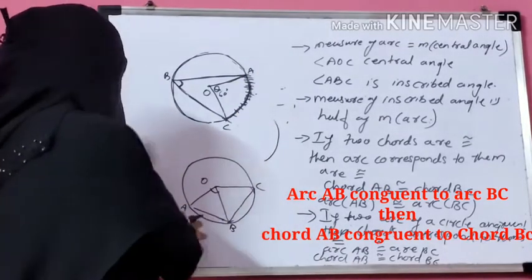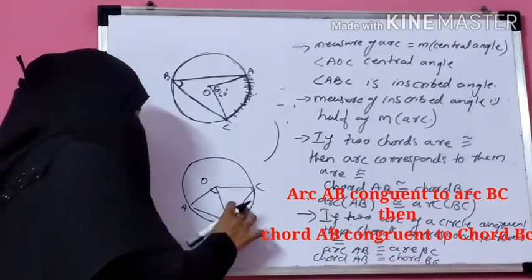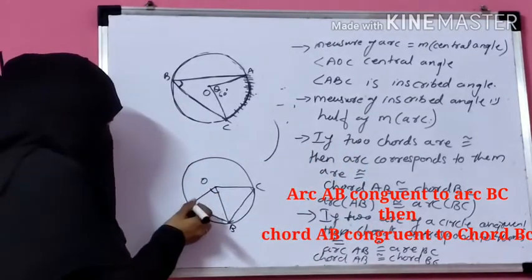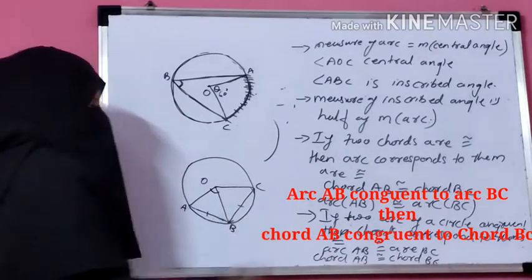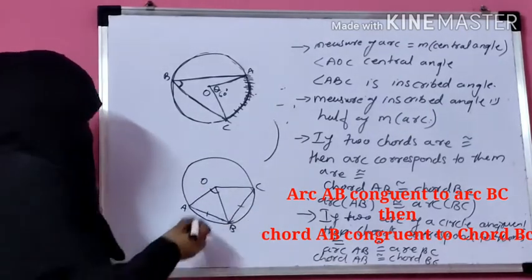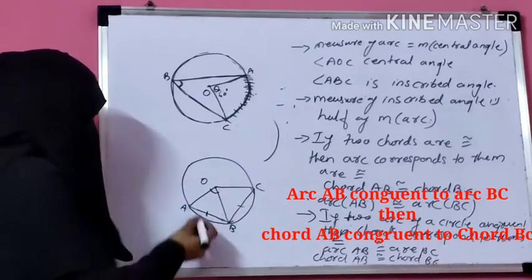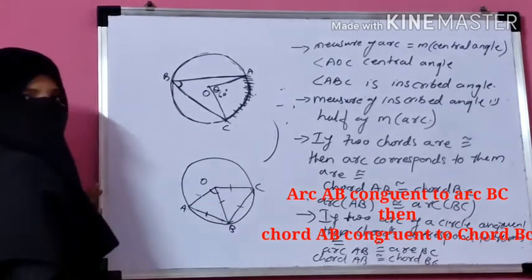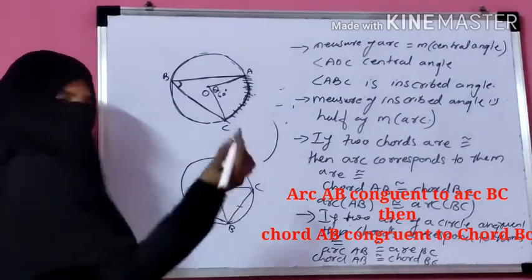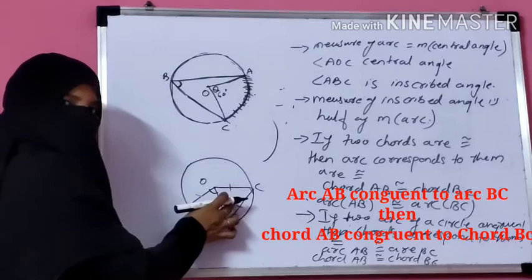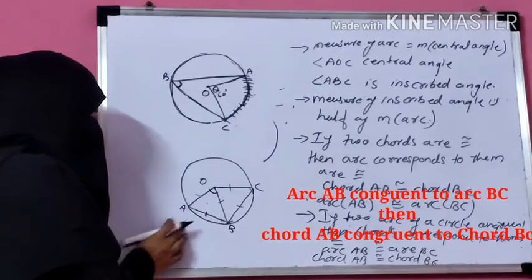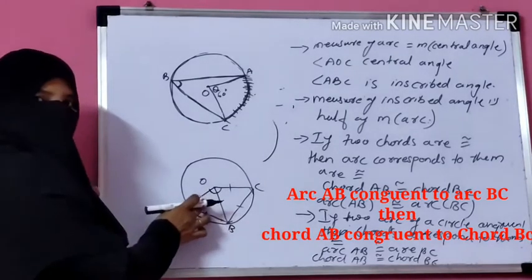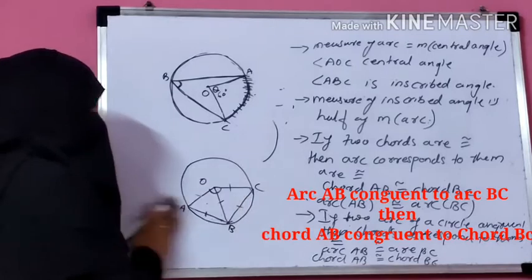Okay. Now the next part is, if two chords of a circle are congruent, then the arcs corresponding to them are congruent. You can prove this theorem. Here AB is congruent to BC is given, and OA is congruent to OB and OC because they are radii of the same circle. So these two triangles are congruent. If these two triangles are congruent, then automatically the central angles are also congruent by CPCTC, corresponding angles of congruent triangles. Okay.